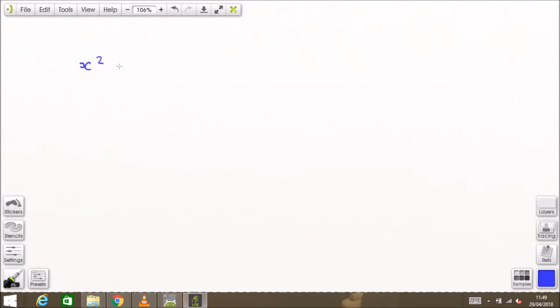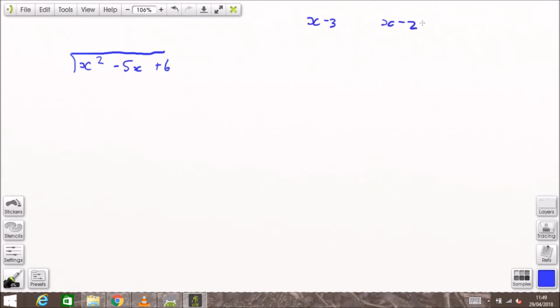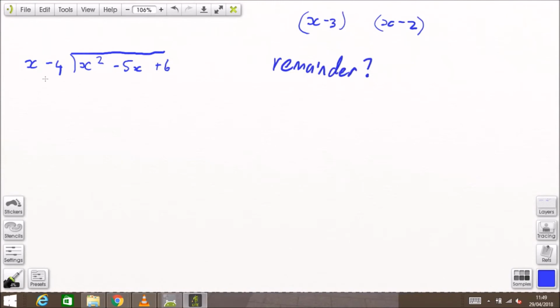So here's our one from before, x squared minus 5x plus 6. And just a reminder, here are our two factors. What if I tried dividing it by something which isn't a factor, like x minus 4? What is the remainder going to be? Just using long division again.